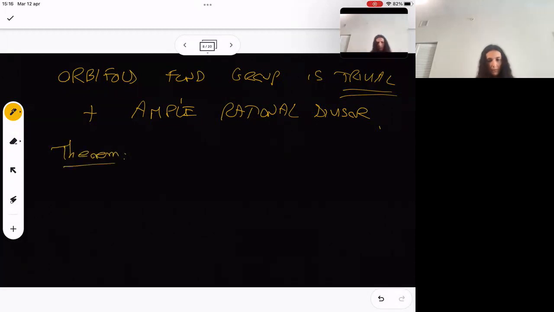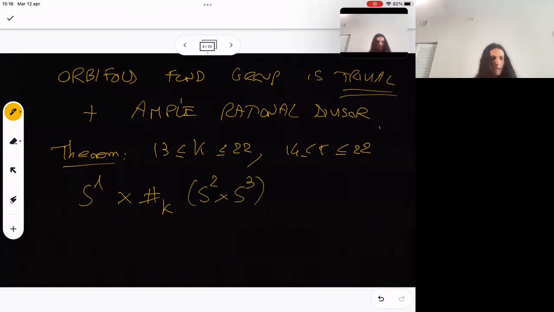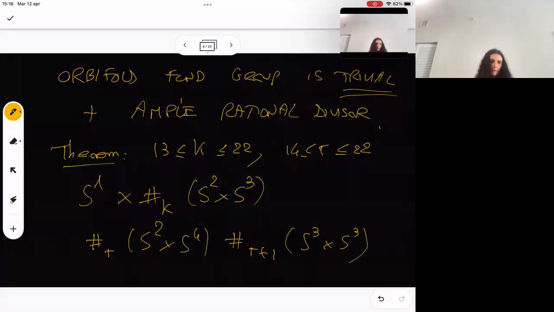Now the other main theorem of the paper: if K is between 13 and 22, that's dependent on the second Betti number, let's say, and R is 14 to 22, then this smooth manifold given by S1 times the connected sum of K copies of S2 times S3, and the other, which is the connected sum of R copies of S2 times S4, connected sum R plus 1 copies of S3 times S3, has a complex structure with trivial canonical bundle.